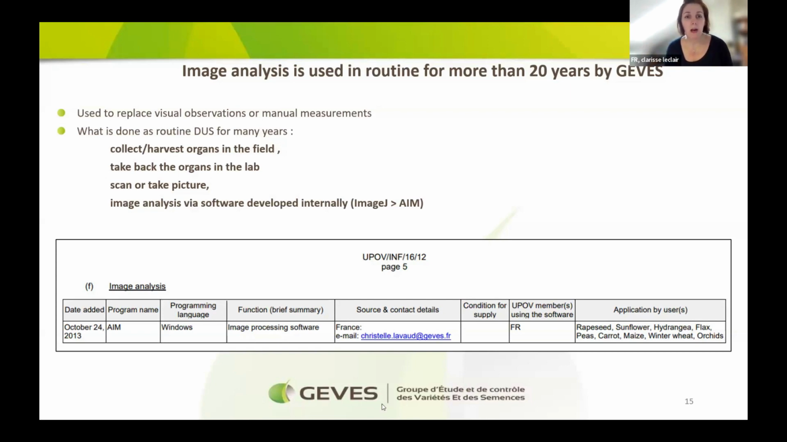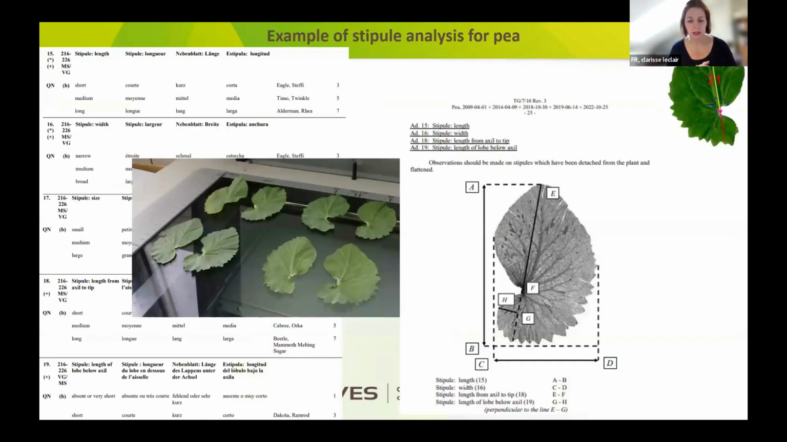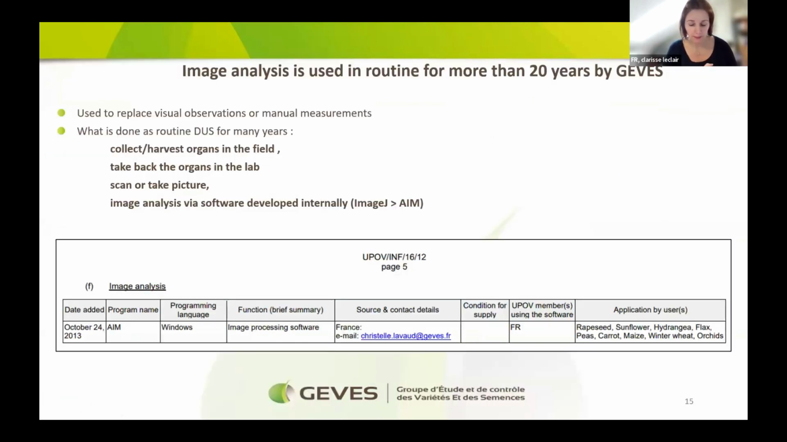Once we collect, harvest the organs in the DUS trial, then we take back these organs in the lab or in the office. We scan or we take a picture in controlled conditions with definition of equipments and protocol defined. So it's very important to be in this controlled condition and to have defined a protocol as regards the equipment. And then we process the image analysis with a software that was developed internally.